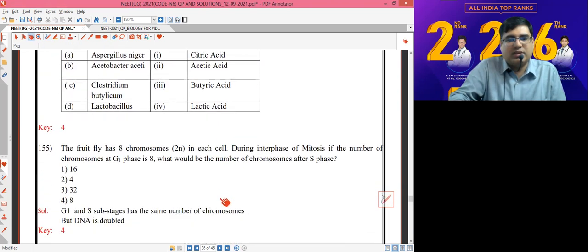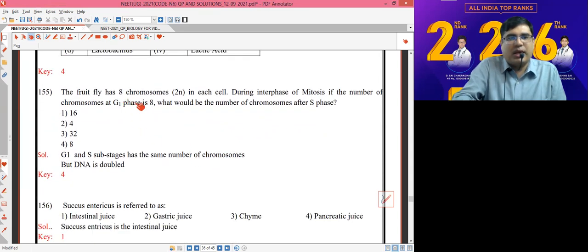Next is, the fruit fly has 8 chromosomes, 2n, that are present in each cell. During interphase of mitosis, the number of chromosomes in the G1 phase is 8. What will be the number of chromosomes after the S phase? As you can see in a fruit fly, the chromosome number is suggested to be 8, a diploid state. And as we know, G1 and S substages have the same number of chromosomes, but DNA is doubled. So it will remain the same.